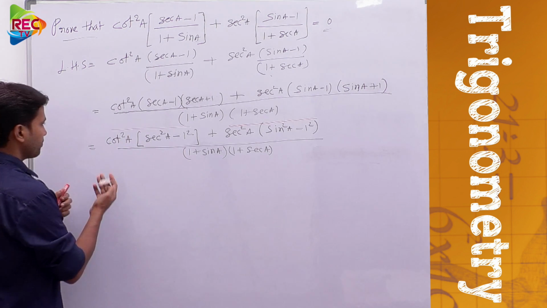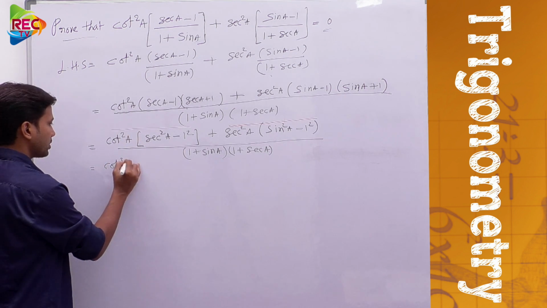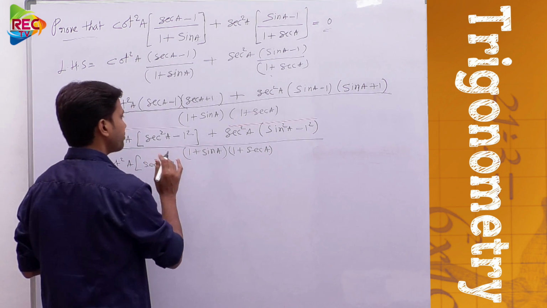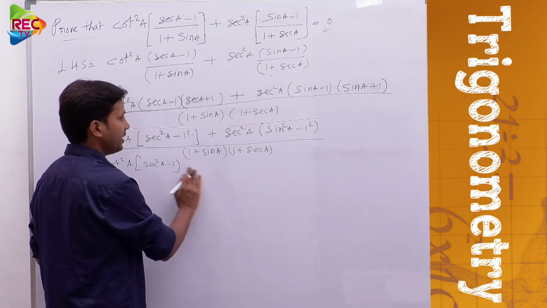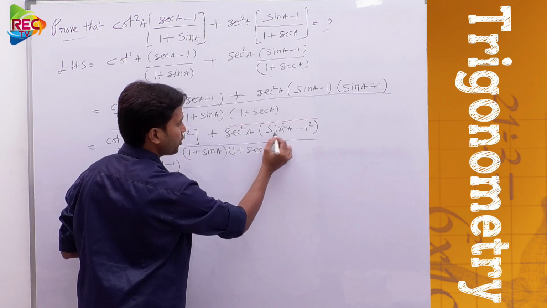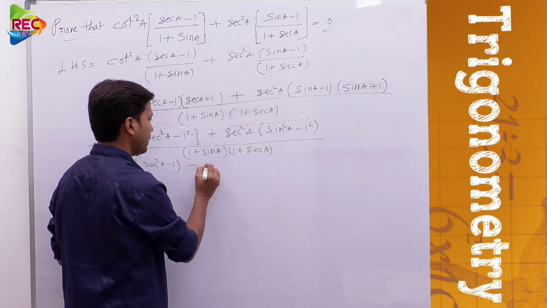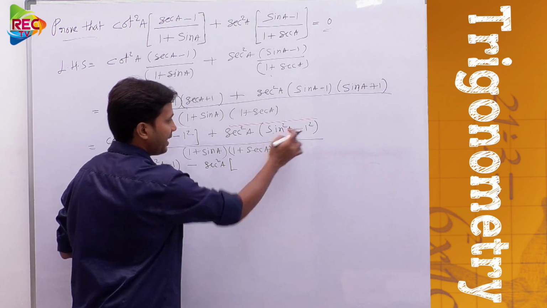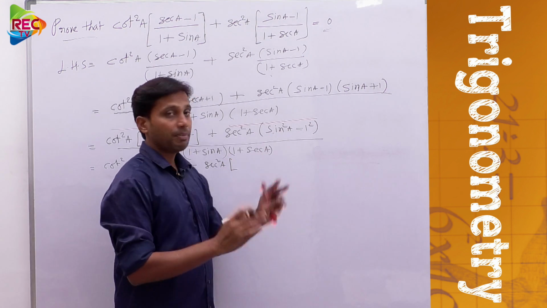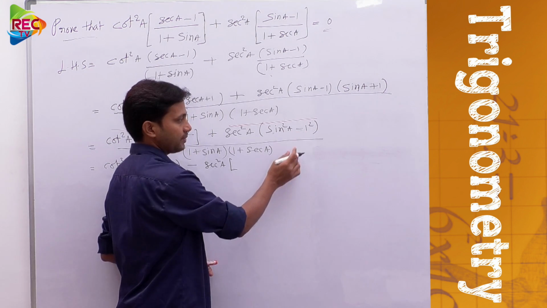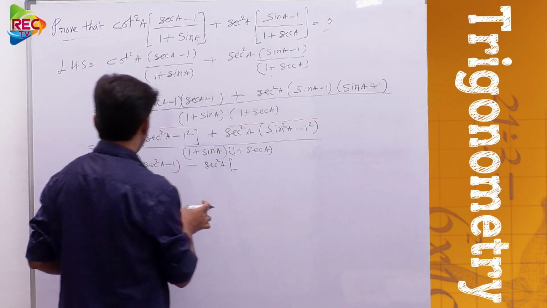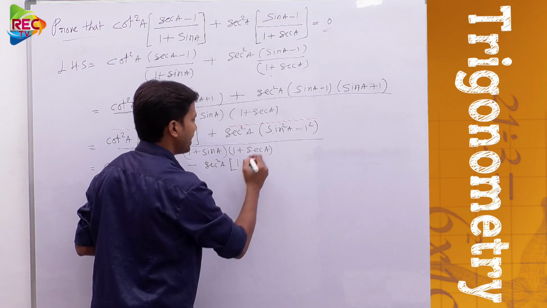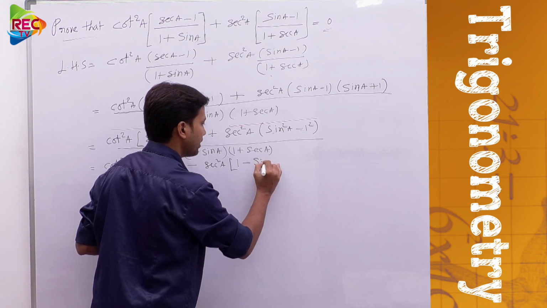So here, cot square A into secant square A minus 1, plus, not plus here, when I take minus in common from both of these terms, this becomes minus secant square A. Now inside the bracket the symbols of the terms will be changed. Minus becomes plus, 1 square is 1 itself, minus 1 becomes plus 1. So here 1 minus sin, plus sin square A becomes minus sin square A.